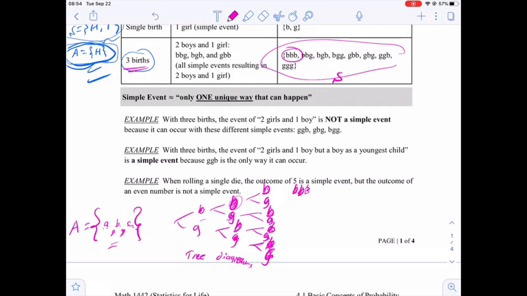Okay, so here we have one of the outcomes: boy, boy, boy. We got 3 boys. Or on this branch, boy, boy, girl. Or we may have boy, girl, boy, or boy, girl, girl, and so on. So we can find all the possible outcomes, as you can see here in this method. So those are the outcomes.